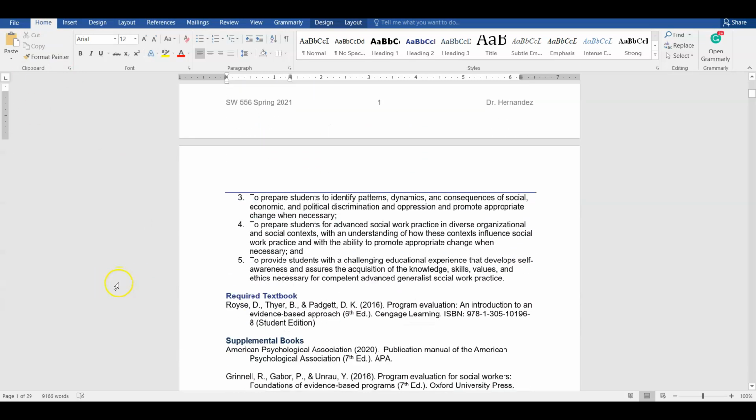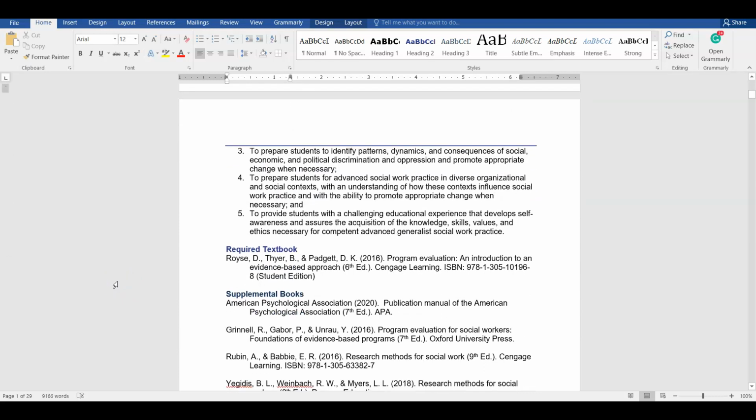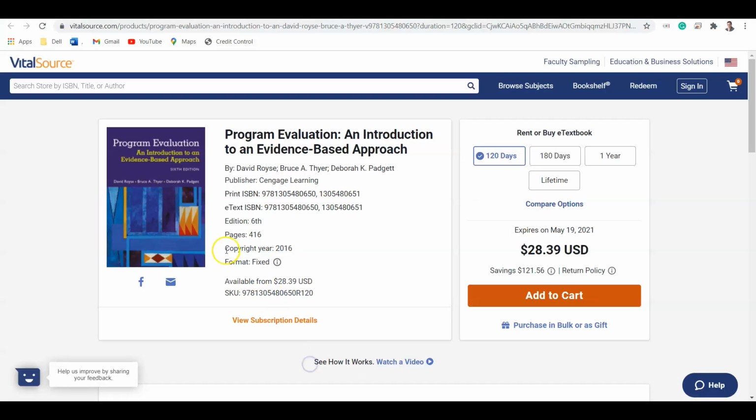So here's the first important thing. This is the textbook: Royse, Thyer, and Padgett, Program Evaluation: An Introduction to an Evidence-Based Approach, which you obviously are familiar with what evidence-based is. Let me switch my screen for a second and show you.